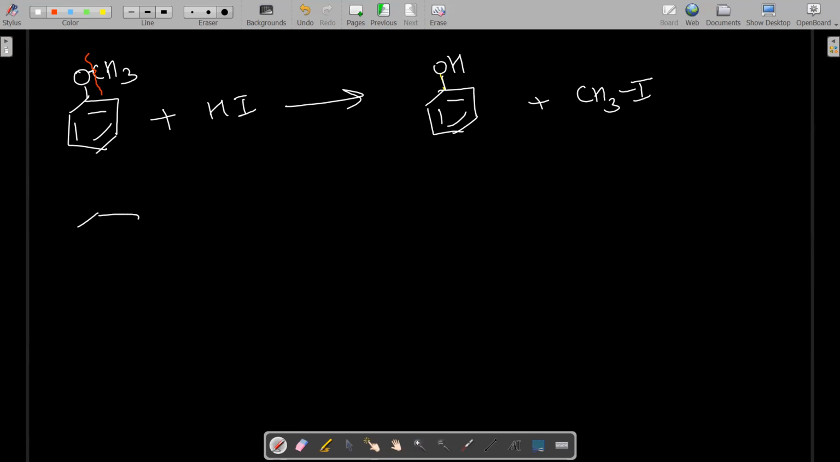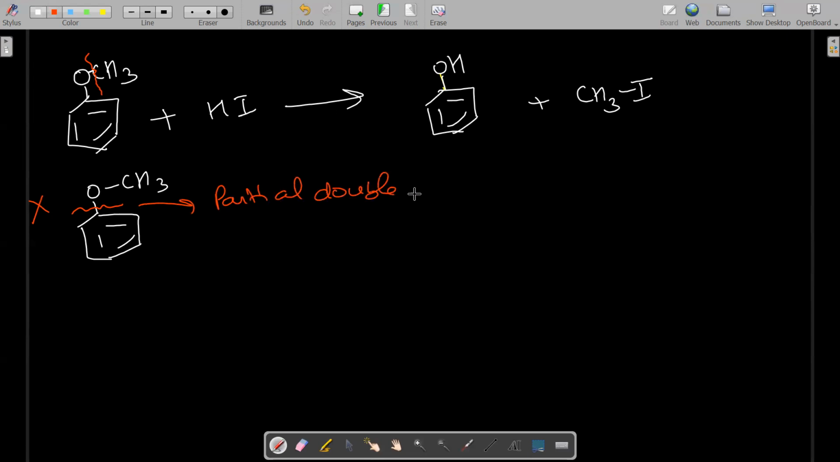Why does it not happen vice versa? What is the reason? The cleavage occurs from the CH3O side only, but cleavage is not from this side. This is a wrong method. No reaction occurs, because you know why this cleavage is not possible: due to partial double bond character. And why partial double bond character? Because of resonance, correct. So because of partial double bond character due to resonance, the cleavage is not possible.